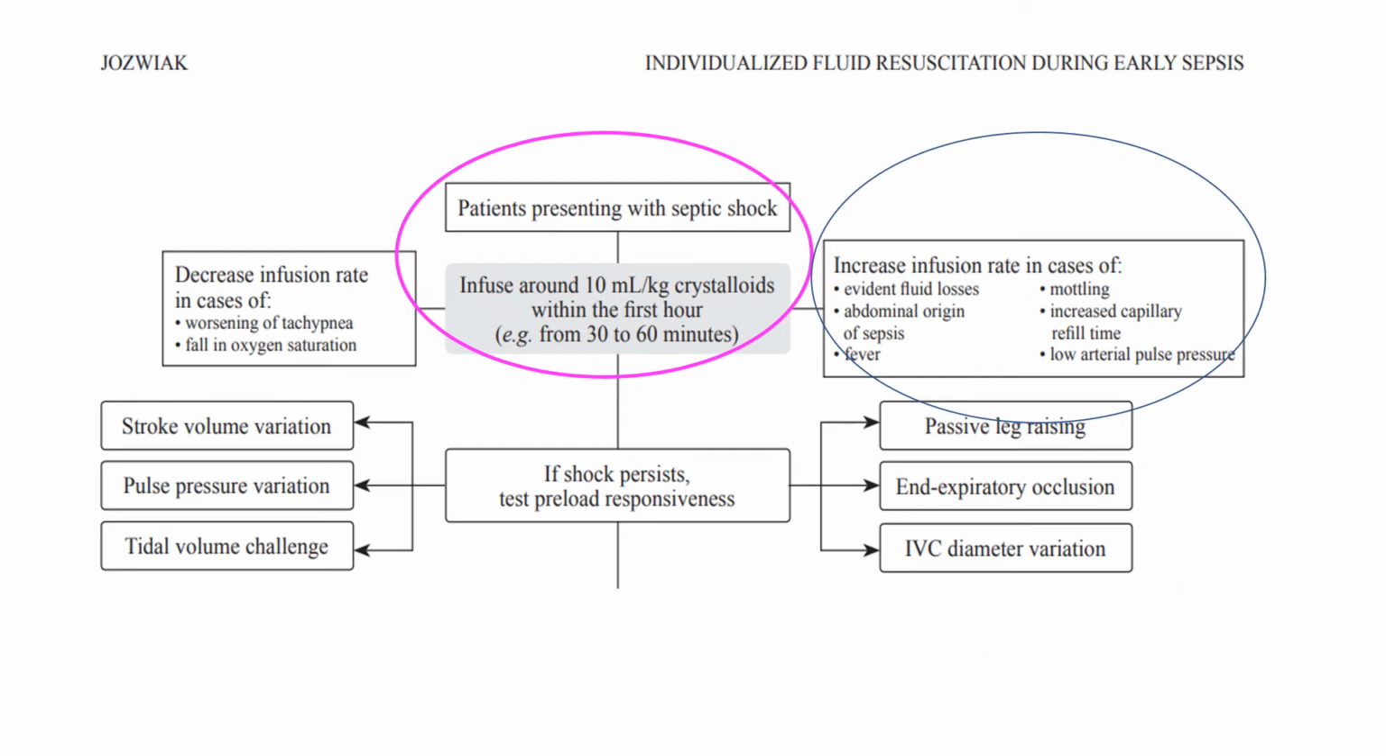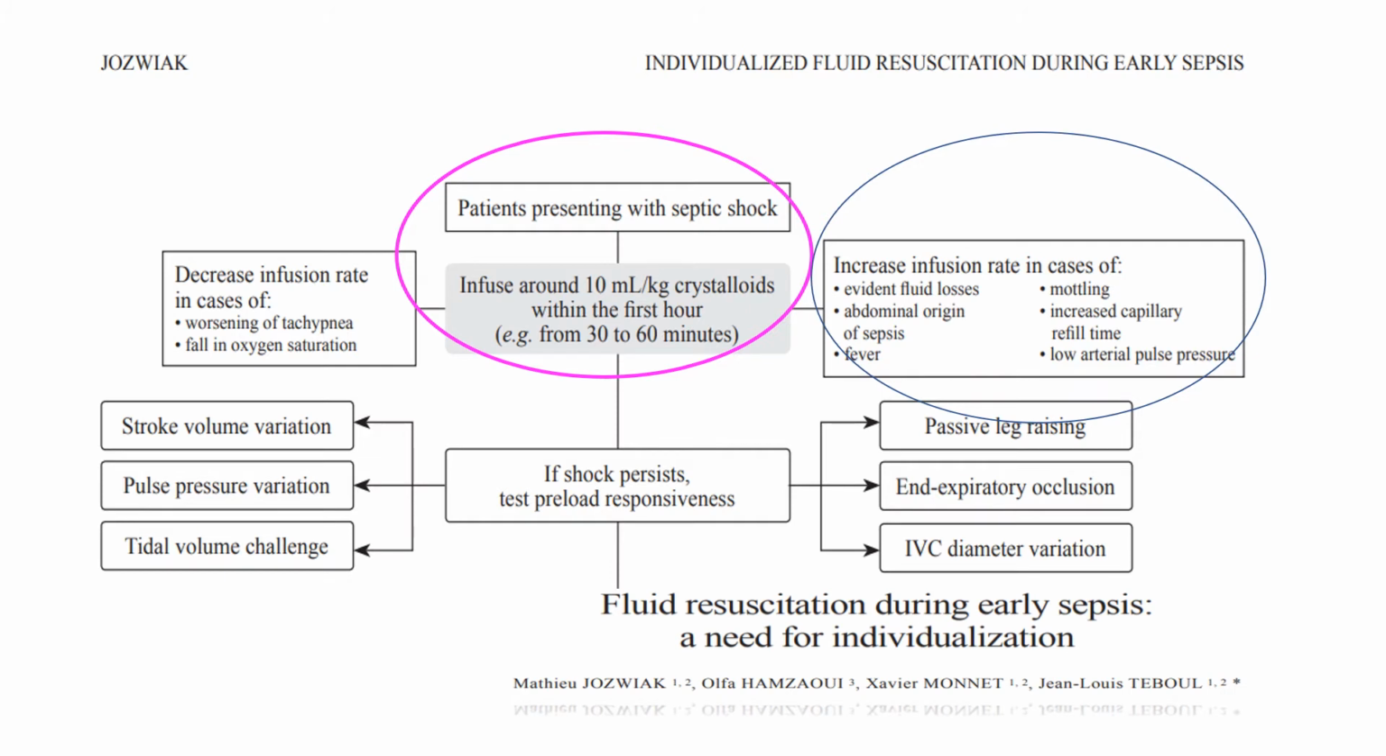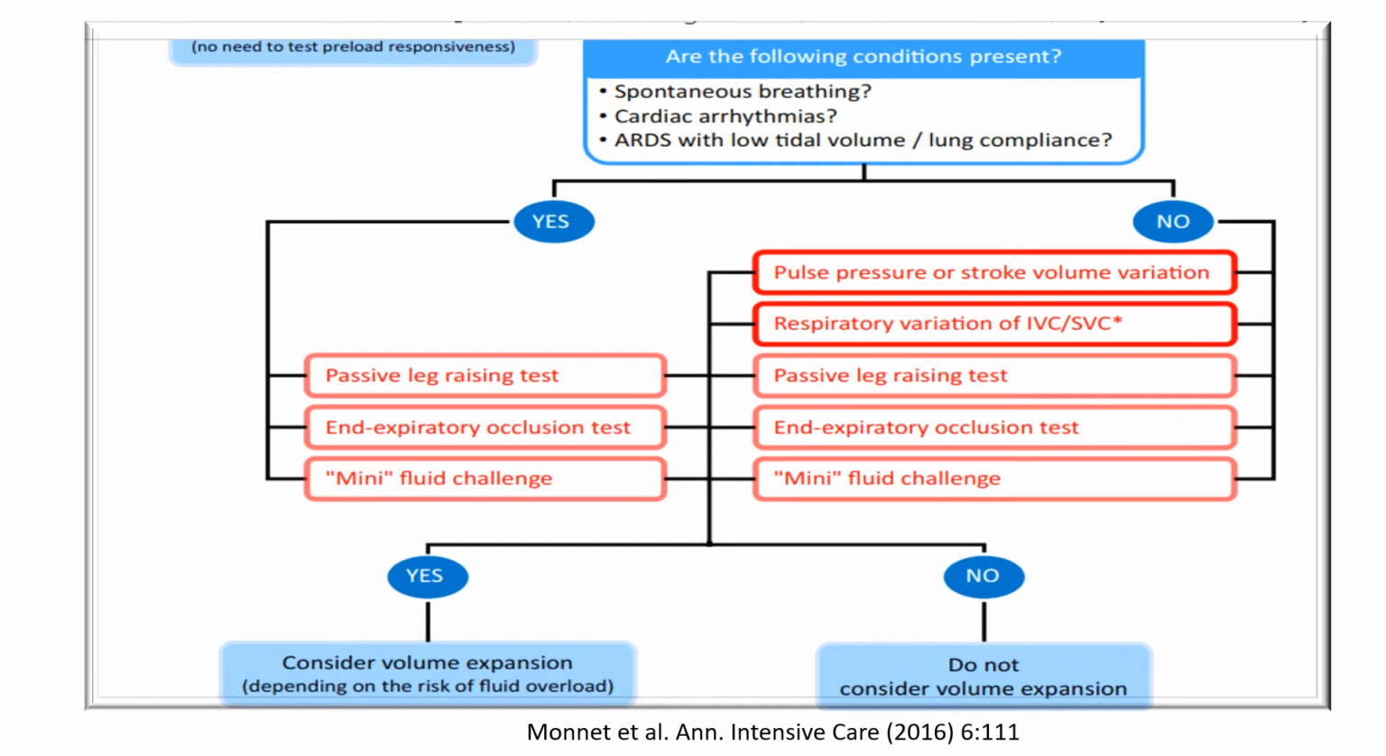So just to tell you about the fluids, patient with septic shock, infuse around 10 ml per kg crystalloids. Please note crystalloids, not colloids, within the first hour, that is fast, and increase the infusion, that is give more fluids if there is evident fluid losses, abdominal origin of sepsis because there are more fluid losses, or if there is high fever. So this is just to carry on from our previous pathway.